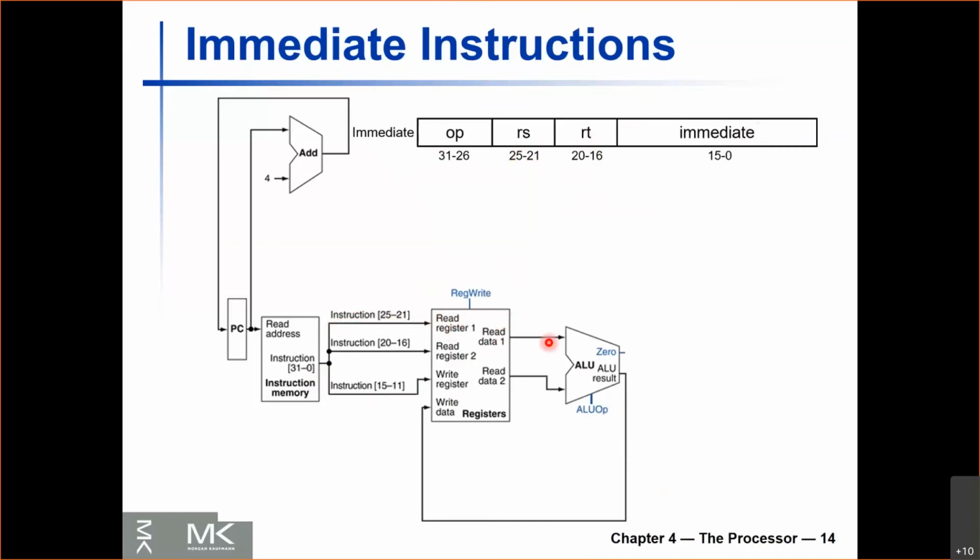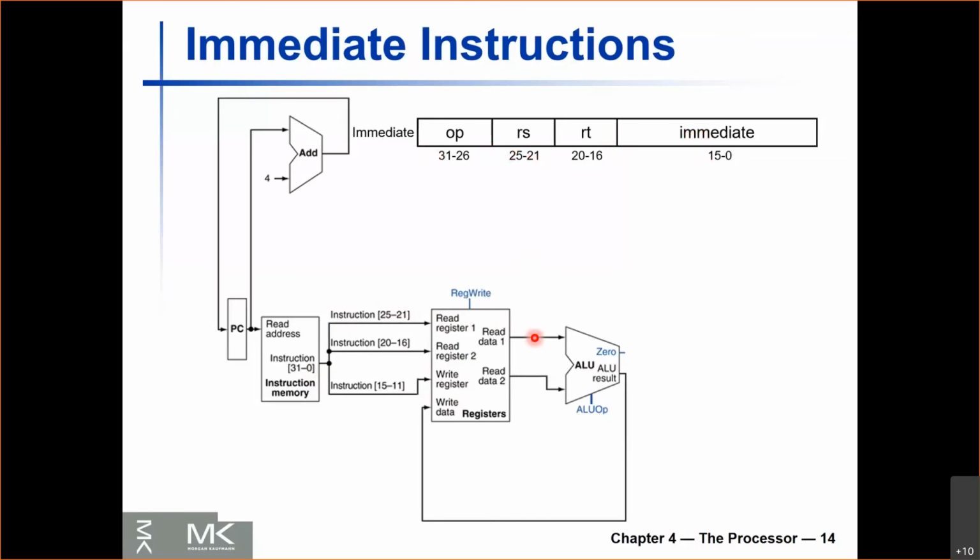But what we would like to do is not add the value of RS to the value of RT. We want to add the value of RS to the immediate, and we want to put the result in RT. That's what we want to do for an immediate instruction. I'm assuming here it's add immediate, for example. So we get RS over here, but we would like to do an operation between RS and the immediate value.